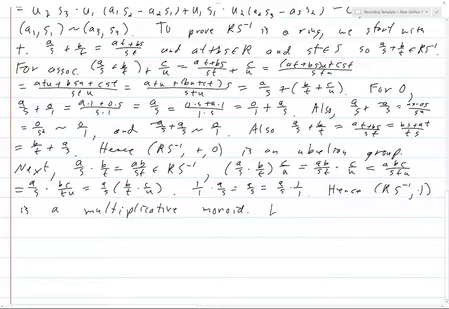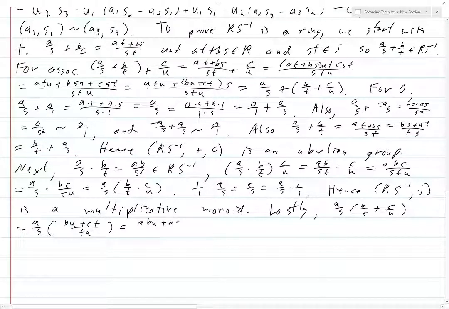So lastly, we need distributivity. A over S times (B over T plus C over U) equals ABU plus ACT over STU.